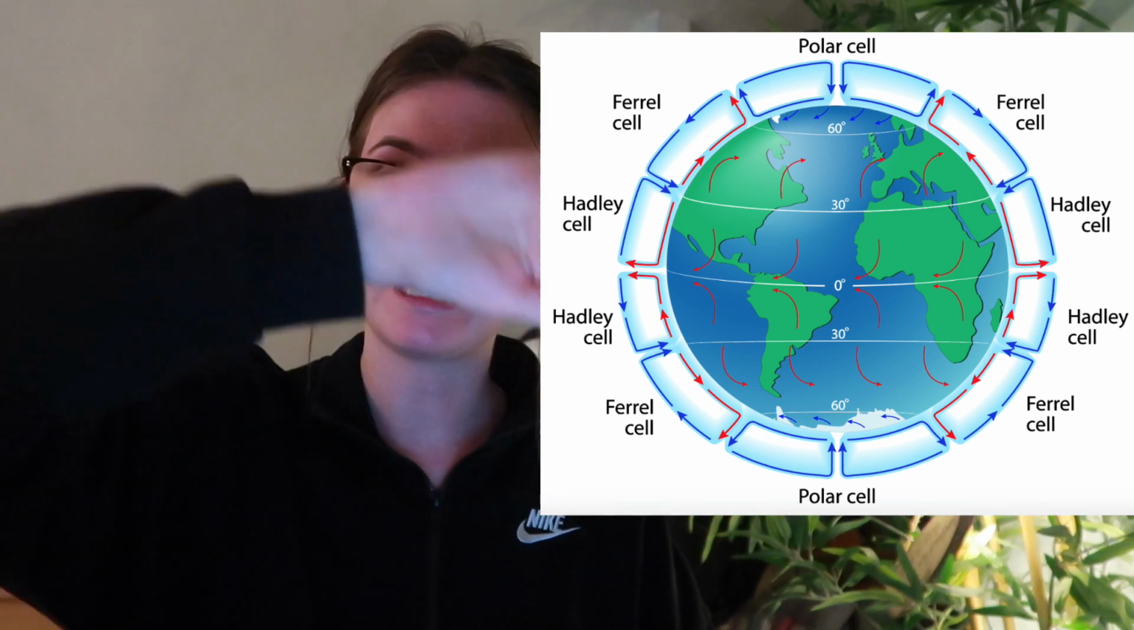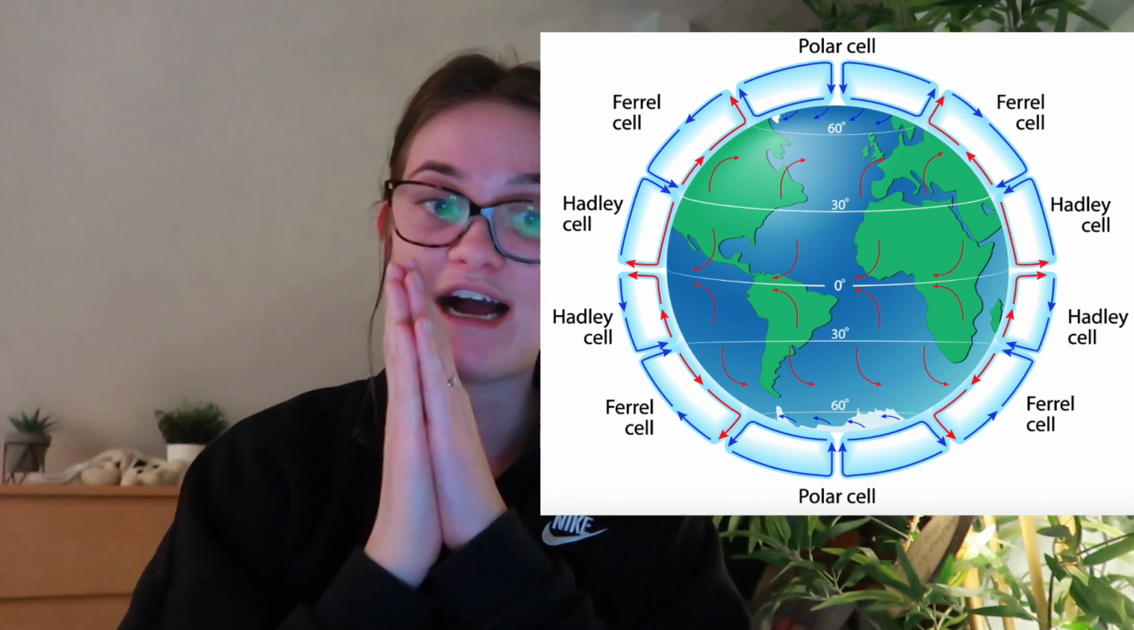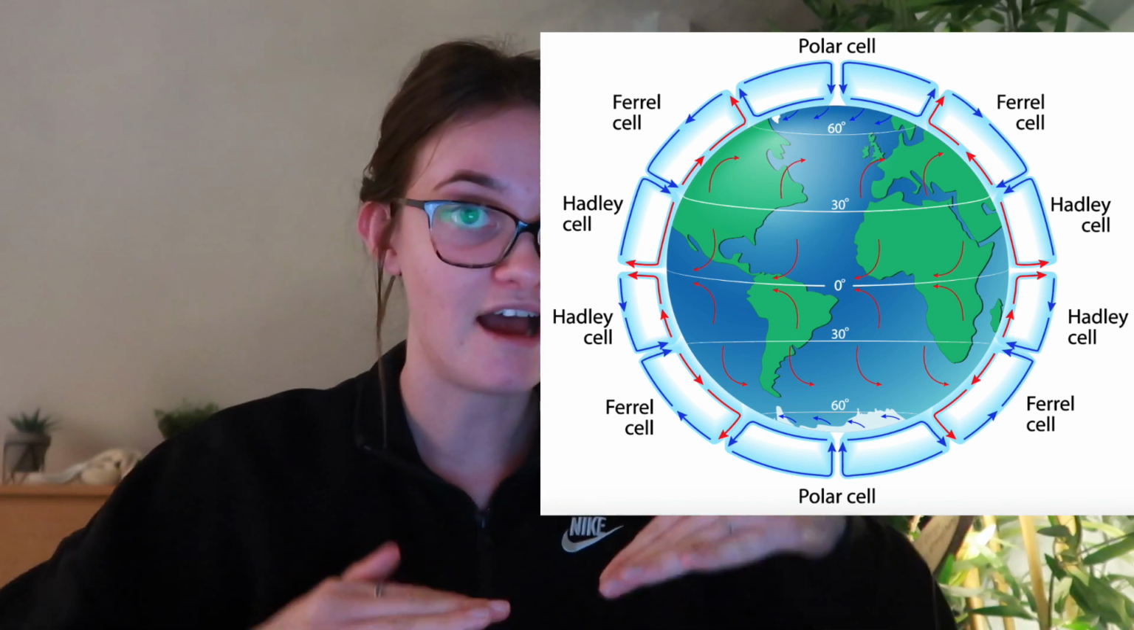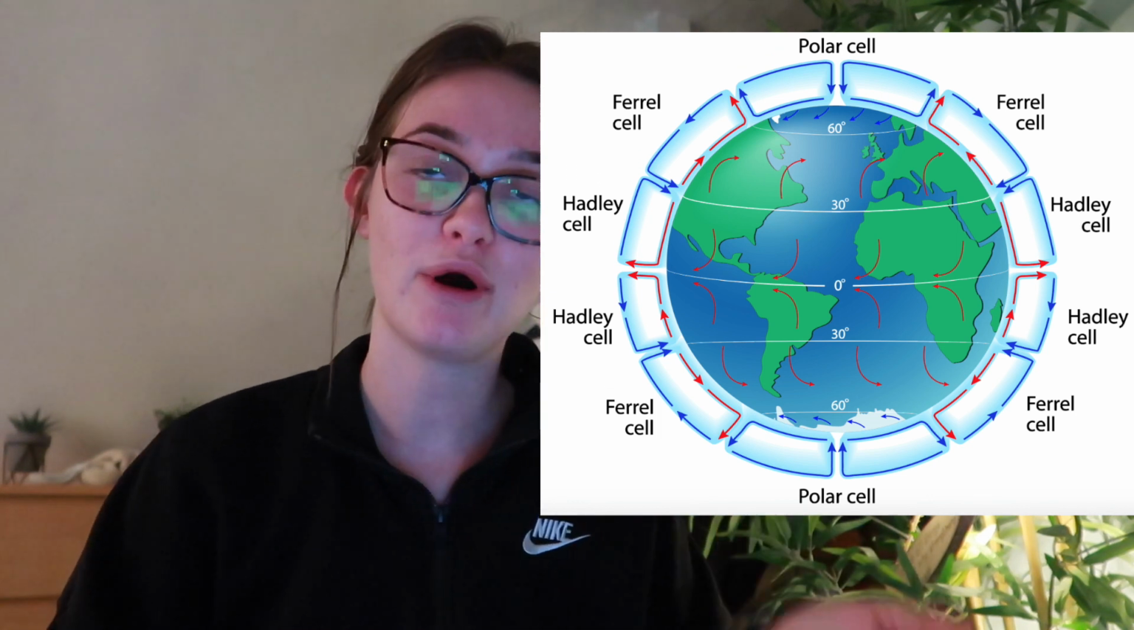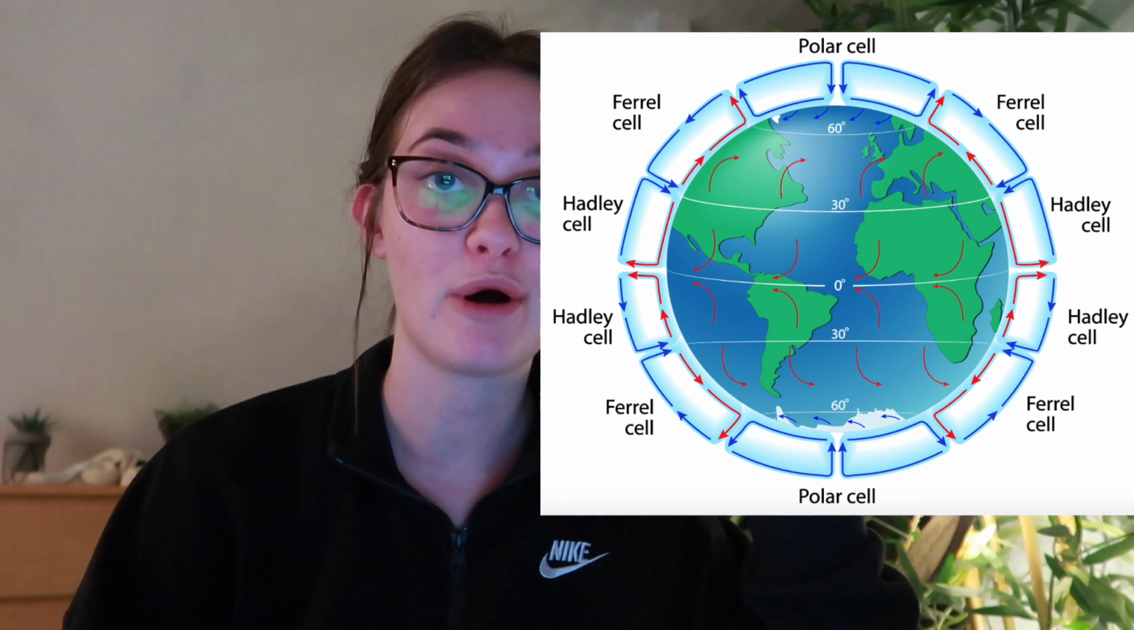And in the Ferrel cell, it then cools as it comes round, condenses at about 30 degrees and cools again. And then the polar cell, cool, cold air at the polar north, which is what we call the North Pole, and the South Pole.